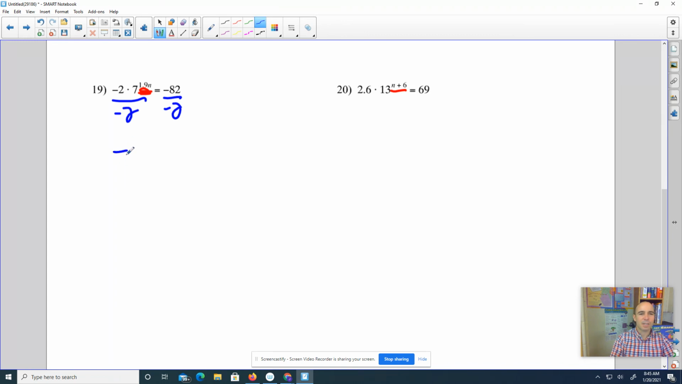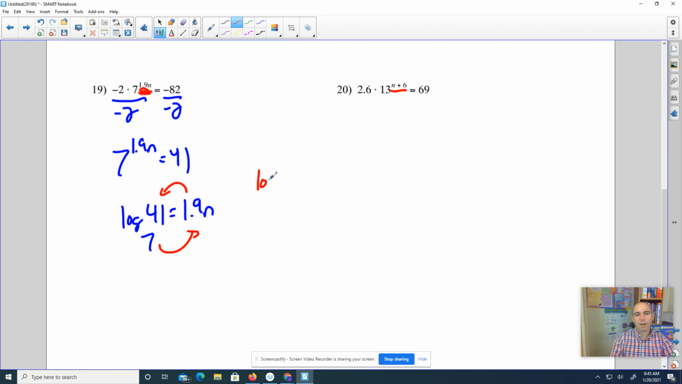So now we have 7 to the power of 1.9n equals 41. Okay, now I'm going to ride the scorpion. Log base 7 of 41 equals 1.9n. Okay, if I wanted to check, ride the scorpion. Yep, I'm back where I started. Okay, so now log 41 divided by log 7.